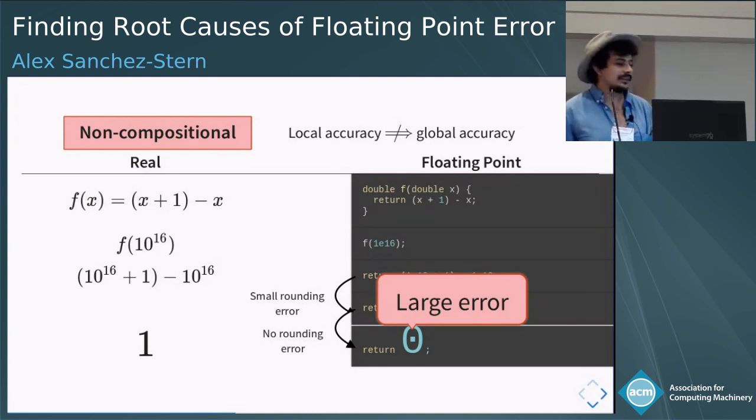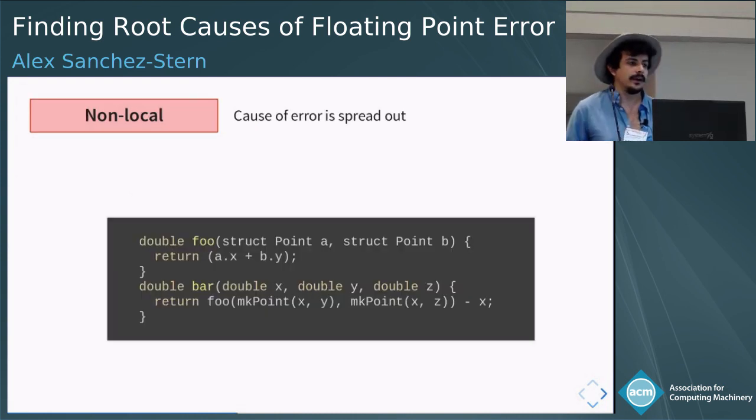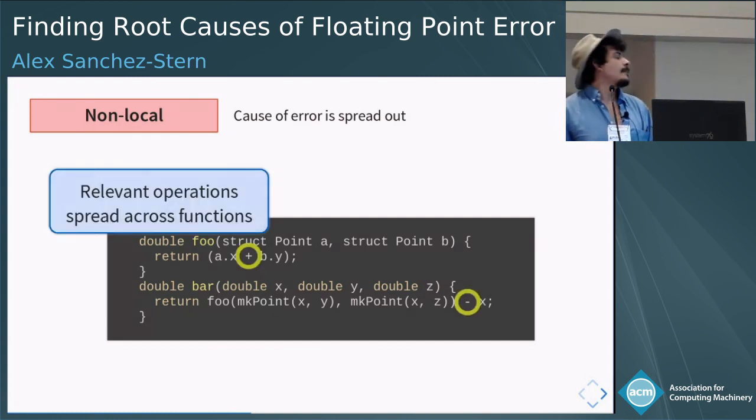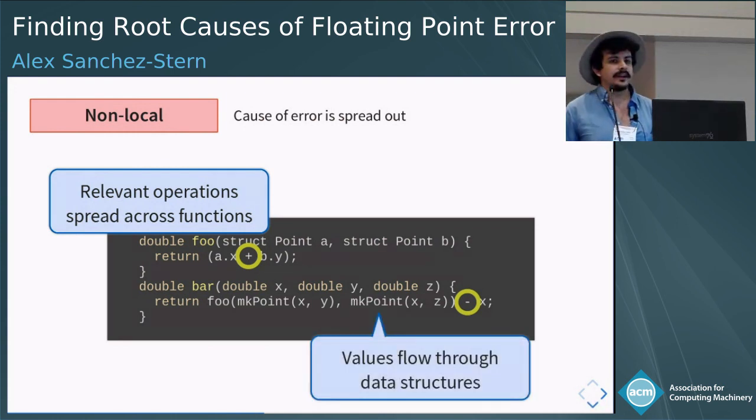Floating point error can be non-local, meaning it can be spread out across the program. So in a very similar example here, we've also got an addition and a subtraction that could cause this kind of error. But they're in 2 separate functions. And the values that we care about are actually flowing through data structures. So you can see the floating point behavior that causes the error can be spread both across space and time in your program.